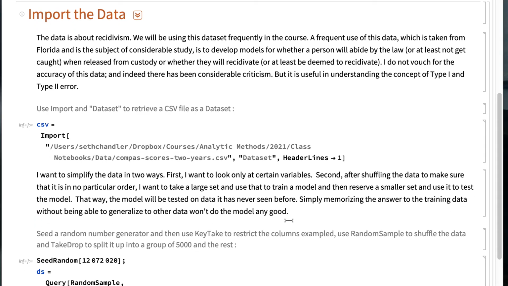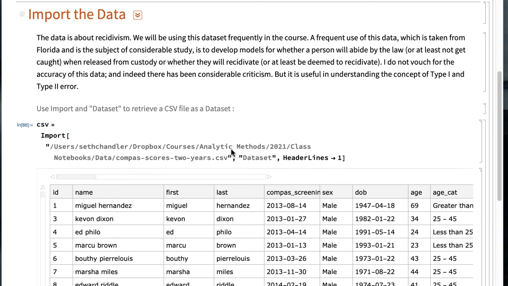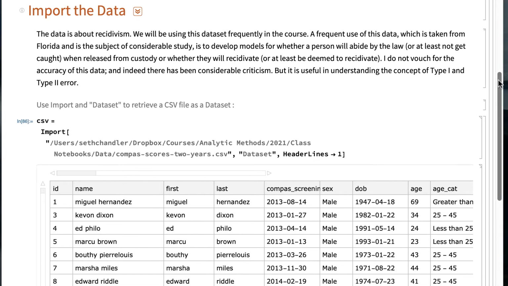Okay, the first thing we're going to do is to import some data. This is data that we'll be using again in this course. It's on recidivism. That is what happens when you let people out of prison. Do they get caught committing crimes, or do they abide by the law? There's a pretty famous data set at this point from Florida, which looks at recidivism in certain counties. So we're going to import that data. That data will also be available to you on the course website. And we're going to get it. There it is.